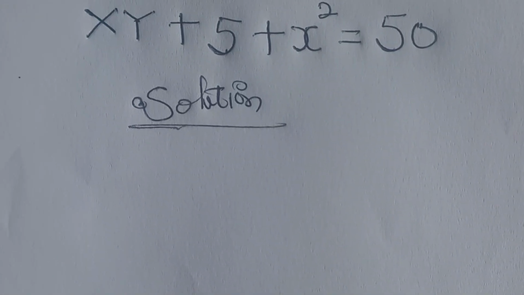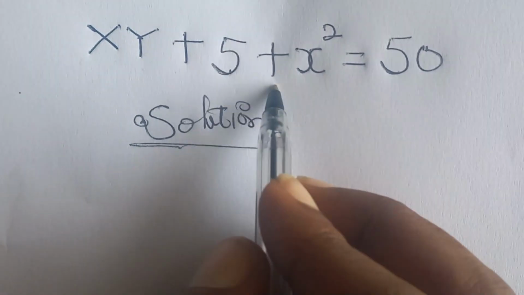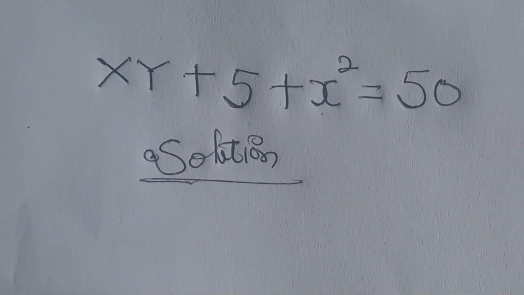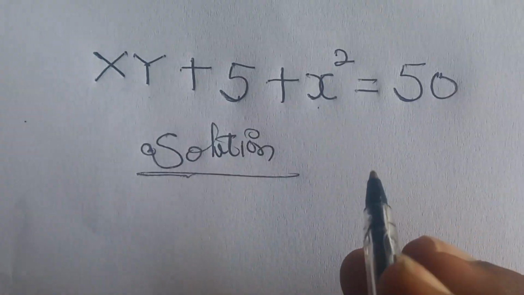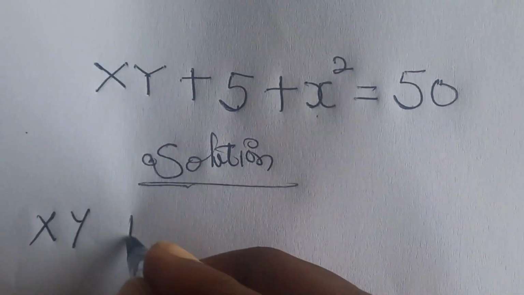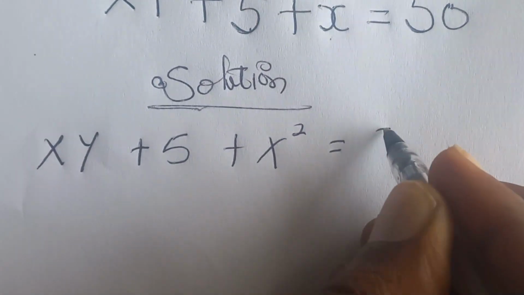Hello guys, so today we are looking at x multiplied by (y plus 5) plus x squared is equal to 50. In this case, we are solving for the values of x and y. So we have x(y + 5) + x² = 50.